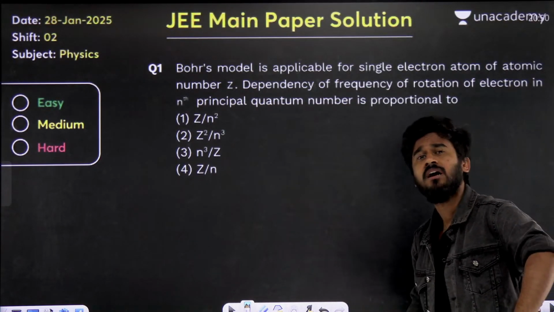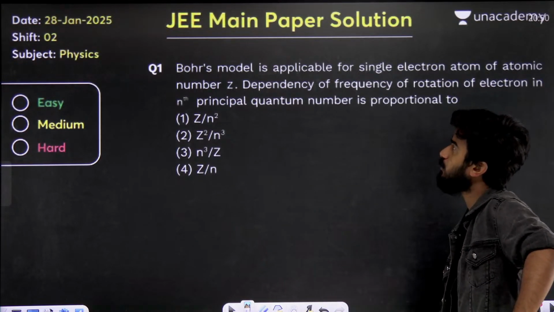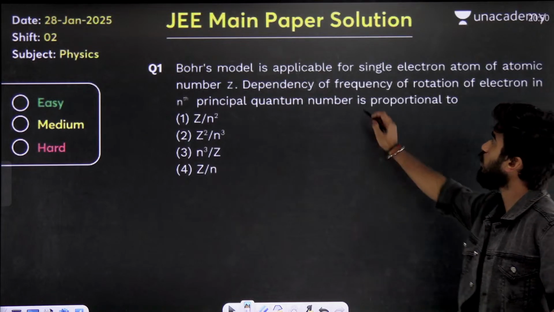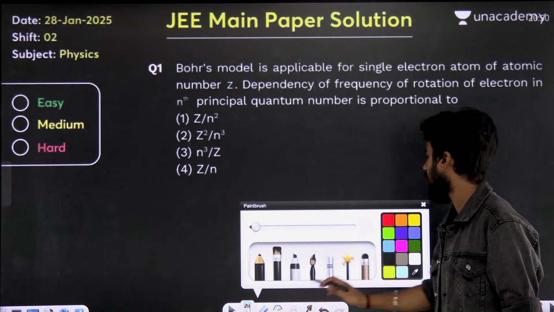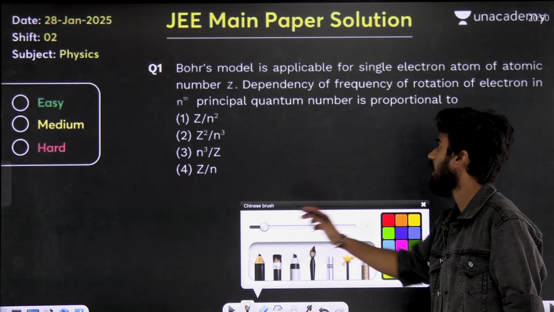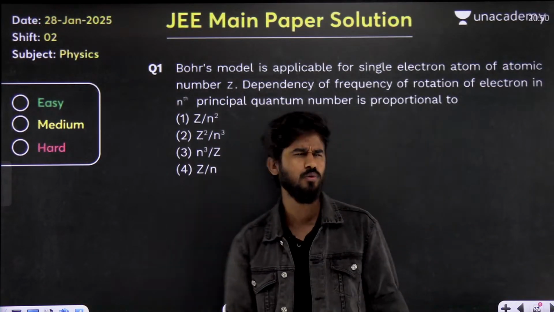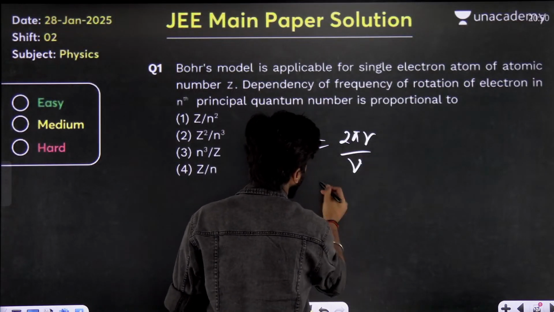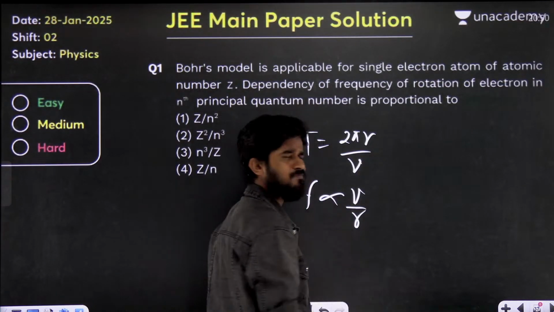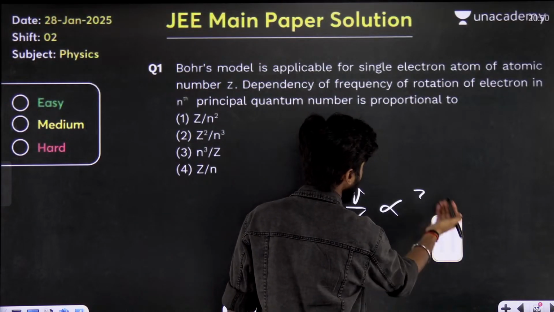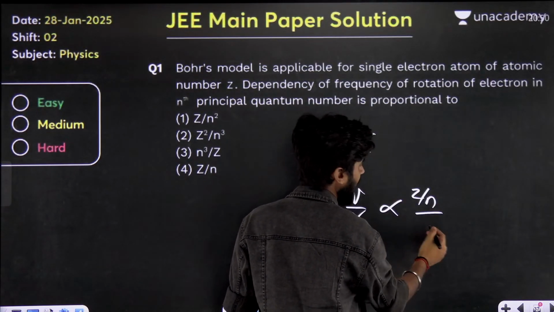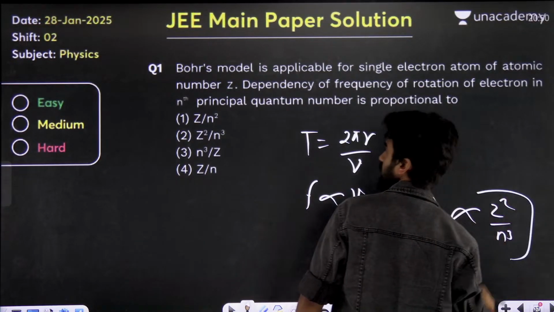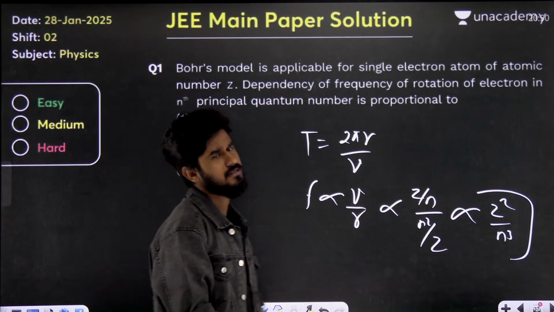First question is from modern physics, and the question is saying Bohr model is applicable for single electron atom of atomic number Z. Dependency of frequency on n is being asked. So we know that time period is simply 2 pi r by v. So frequency will be proportional to v by r. Velocity depends on z by n, r depends on n square by z. So it will be simply z square by n cube. So the second option will be correct.